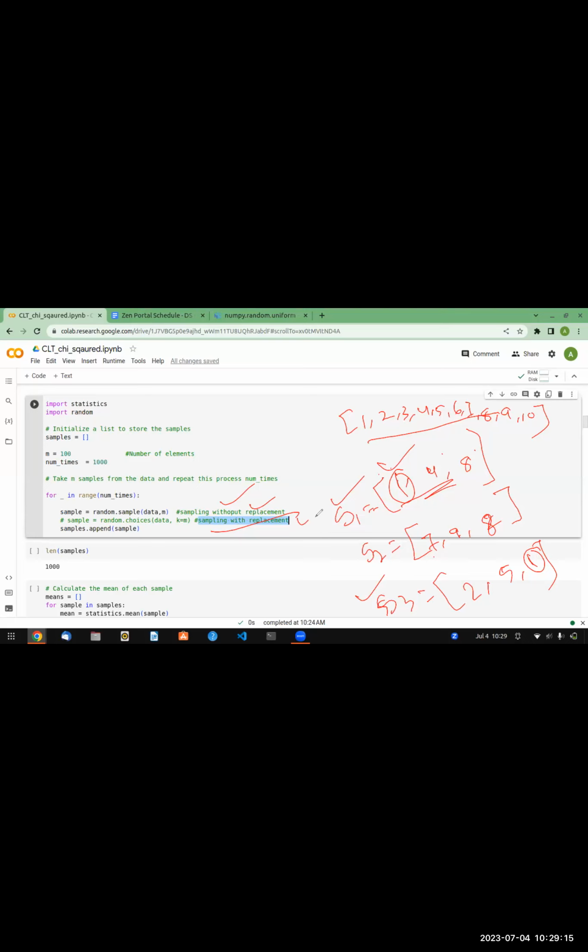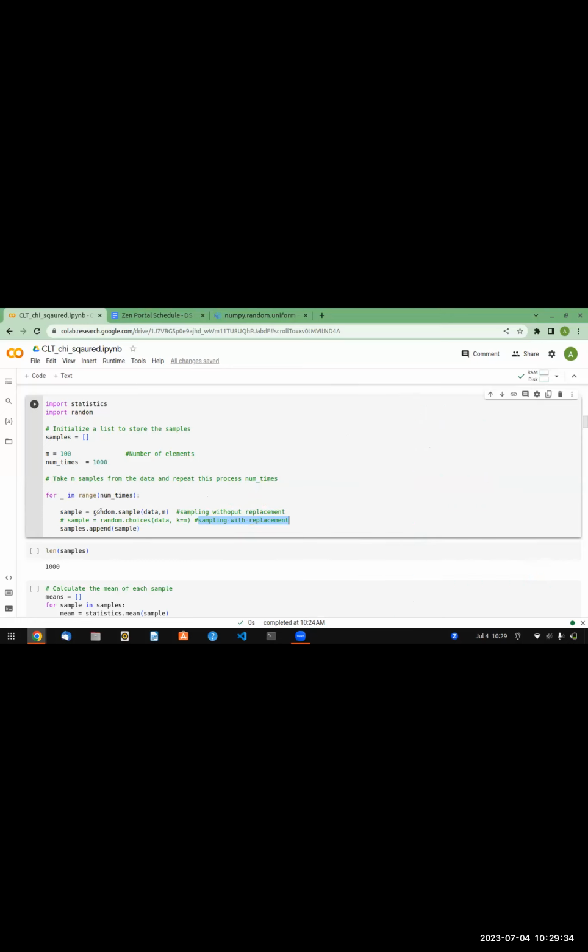Understood, right? So based on your domain demand or domain requirement, you choose whether you want your data points to be repeated or not. That's the concept here. So suppose we go with sampling without replacement or sampling with replacement. If you go with sampling without replacement, you have to use the random.sample function. If you want sampling with replacement, you have to choose a different one.